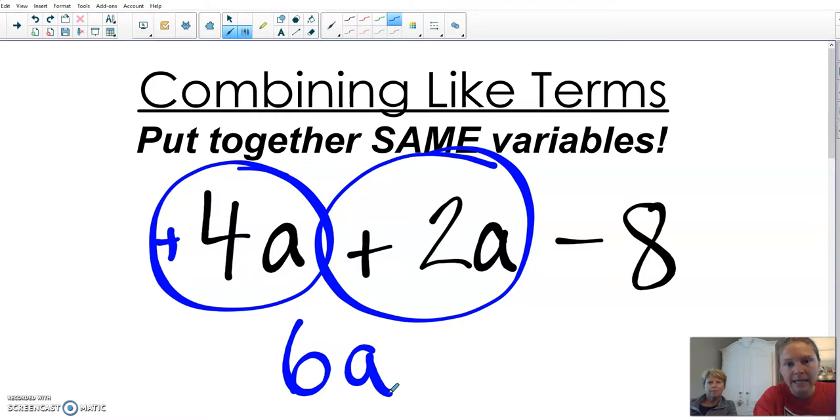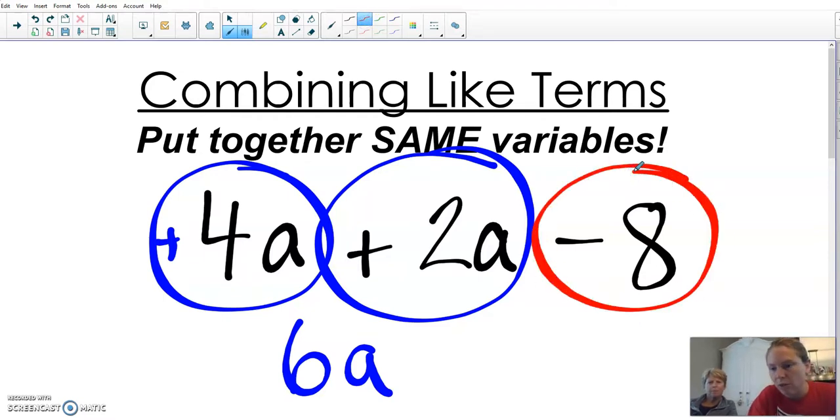This -8 at the end, we don't have anything to go with it because that's a plain old number. It's an integer. It's a constant. So all you do is just bring it down. Our final expression is 6A minus 8.